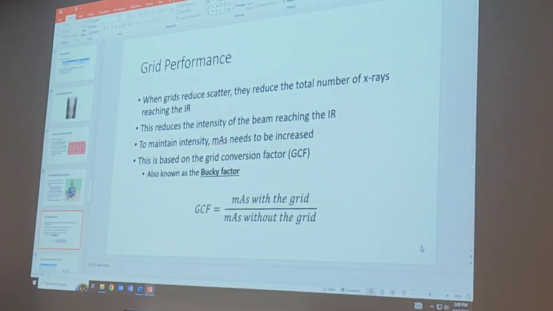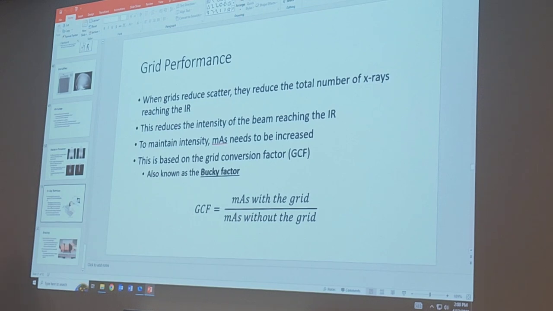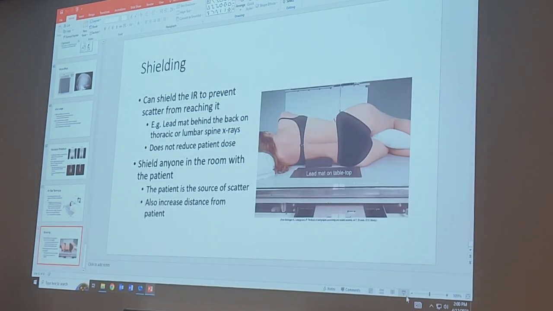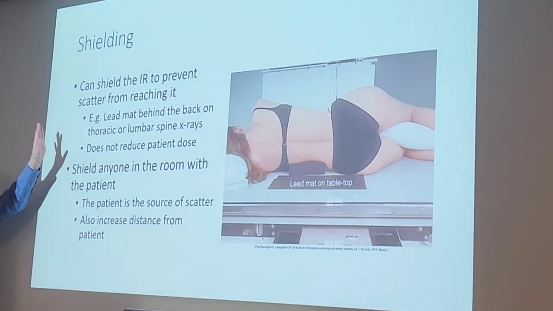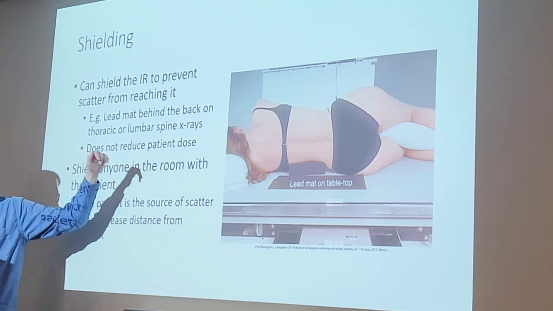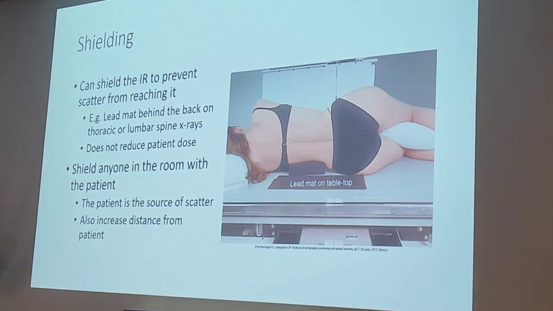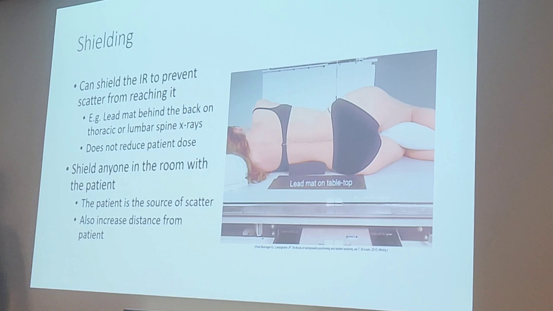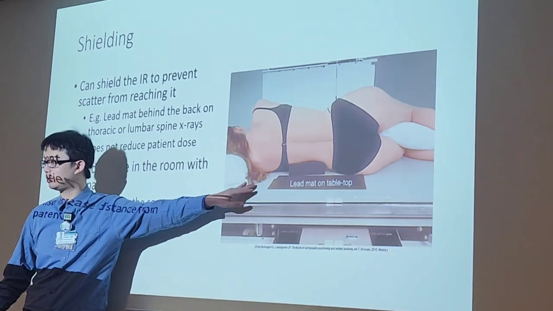Oh, yes. I'm sorry, Reagan. So you had a question as well. Correct. Okay. So as far as this theory goes, to reduce scatter, either use this to protect the IR, and then to reduce scatter to other people, like occupational dose, shield the person near the patient. Because I was thinking, like, it says does not reduce the patient dose, but I was thinking, like, if you put it on it. Ah, yes. This is specifically about protecting the IR.